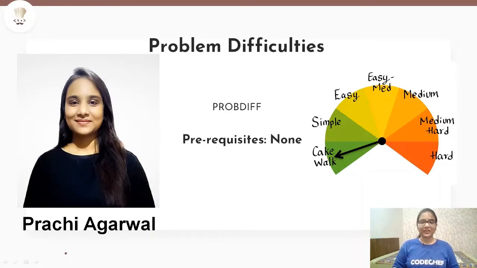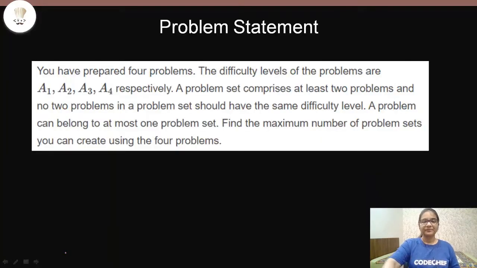Today we'll be solving the problem Difficulties, which is a cakewalk problem and belongs to the August Long challenge. So let us see the problem statement. The problem statement says that we'll be given 4 problems. So 4 problems have been prepared, and each of these 4 problems will have different difficulty levels. Different difficulty levels meaning that the difficulty levels of these 4 problems will be given to us in the form of A1, A2, A3 and A4.